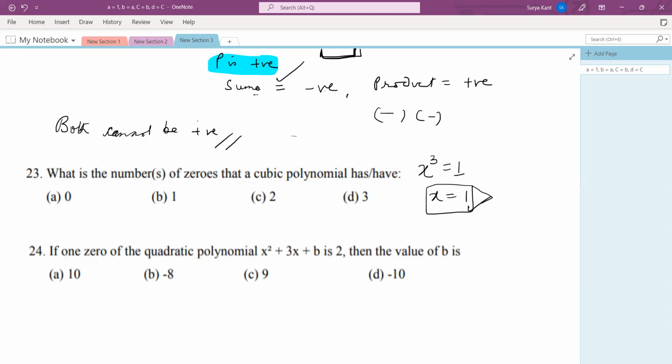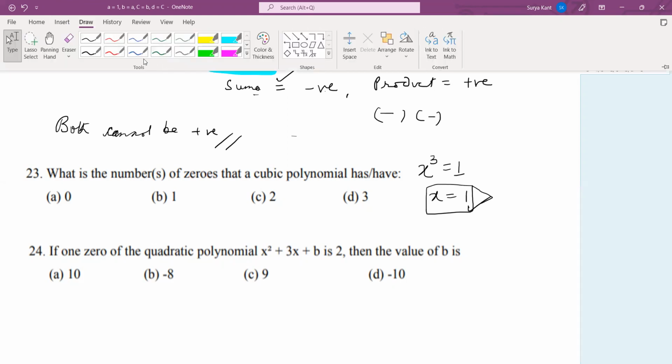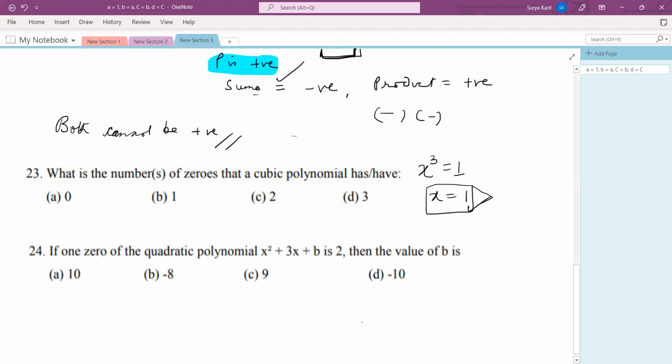24th, you check. If 1 is a zero of the quadratic polynomial, then the value of b is what? So minus 2. Minus 10, sir. Minus 10. Okay, next question.